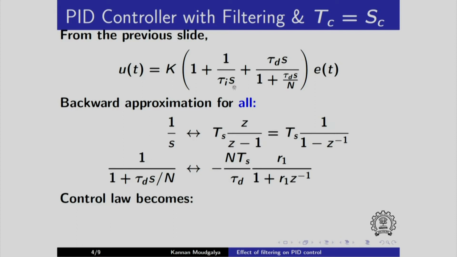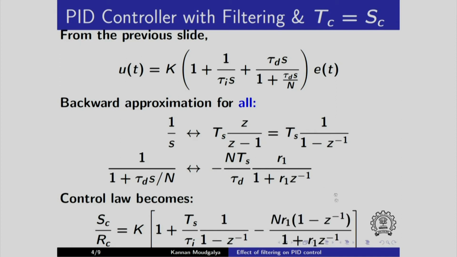substitute for S. The control law becomes the following. The first one remains as 1. The second term is exactly this, so you just substitute Ts into 1 over 1 minus Z inverse, tau I is here, and then for the third term you have to substitute for S, which will be the reciprocal of this, and then you have the expression for this given here. When you substitute and simplify, you will arrive at this expression. I would want you to verify that you indeed get this expression.